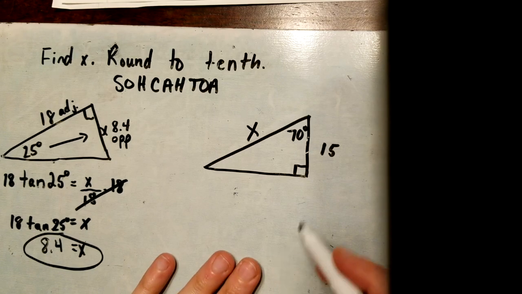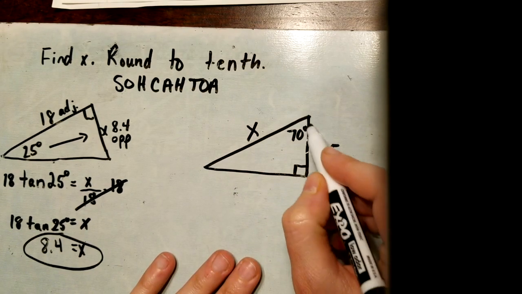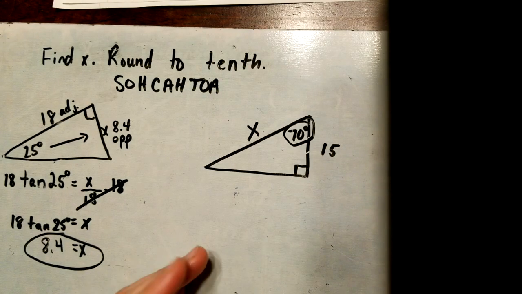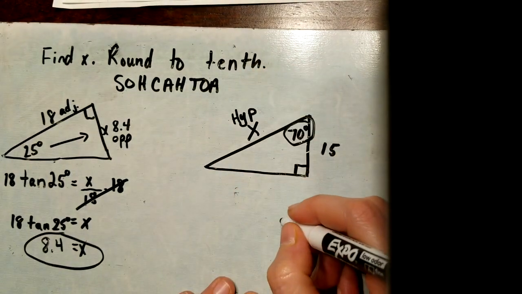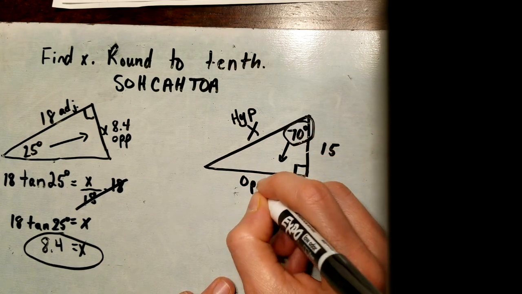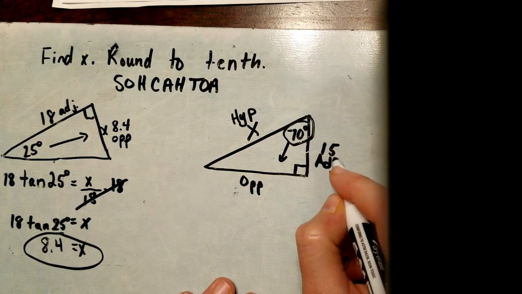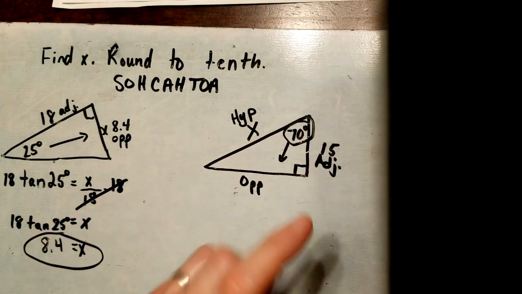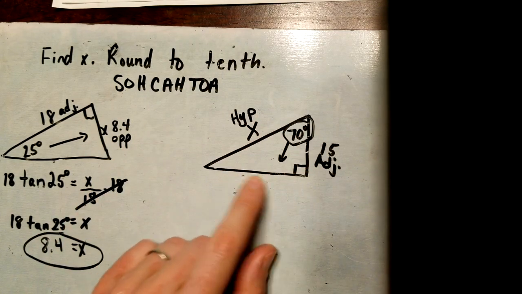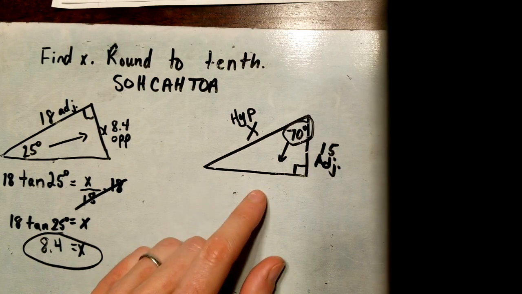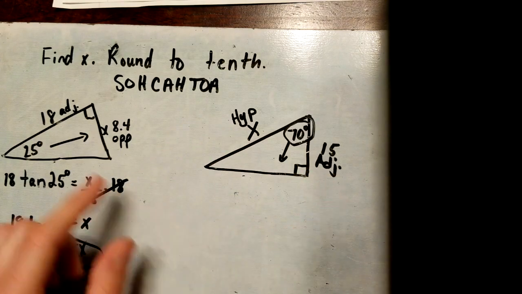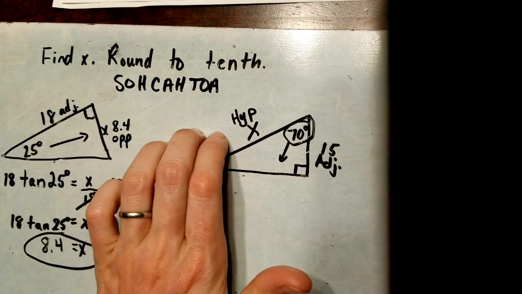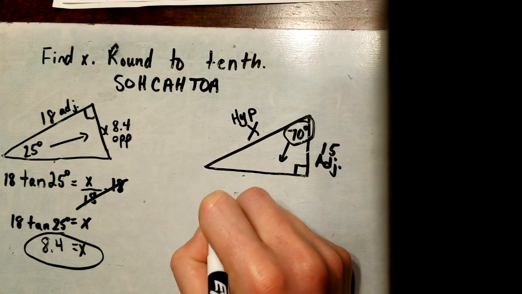So again, I'm going to label my sides with respect to the angle I'm given. This time I'm given the 70-degree angle, so I'm going to label my sides based off of the 70 degrees. The first side I always do is the hypotenuse. And then the opposite side. And the adjacent side. Now I look at the sides and I'm going to ignore the side that doesn't have anything on it. Again, this side here didn't have any information. So I'm left with the hypotenuse and the adjacent side. Which of the trig ratios uses the hypotenuse and the adjacent side? That would be cosine.